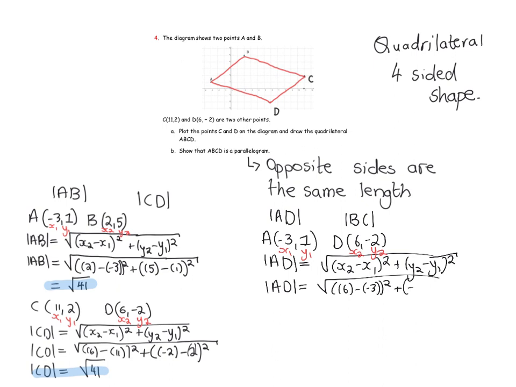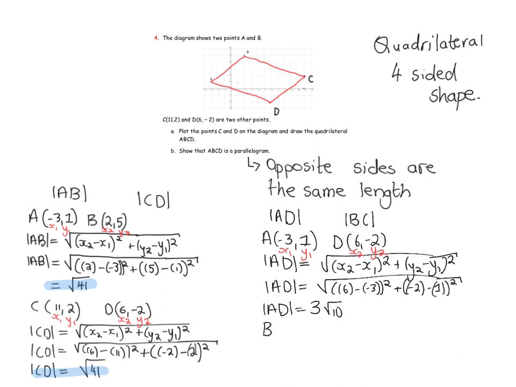y2, which is minus 2, minus y1, which is minus 1. Again, we're just going to pop that into our calculator, and when we press the equals sign, you're going to get 3 root 10, which is grand. And then we're going to do BC next.